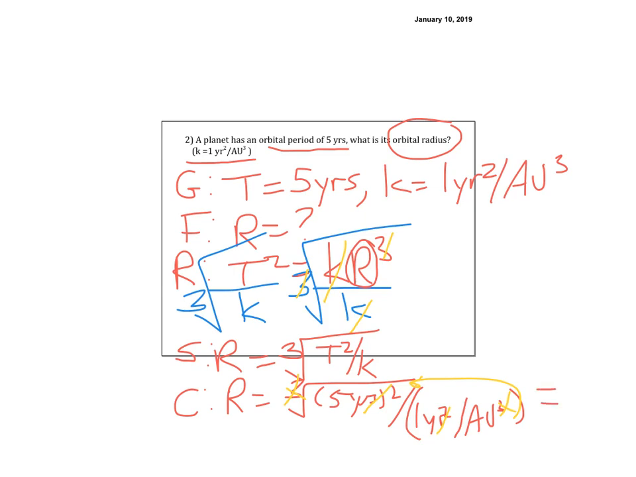2.9 AUs, right? Because that's what I had left, right? I had just this AU left. And I say, does that make sense?